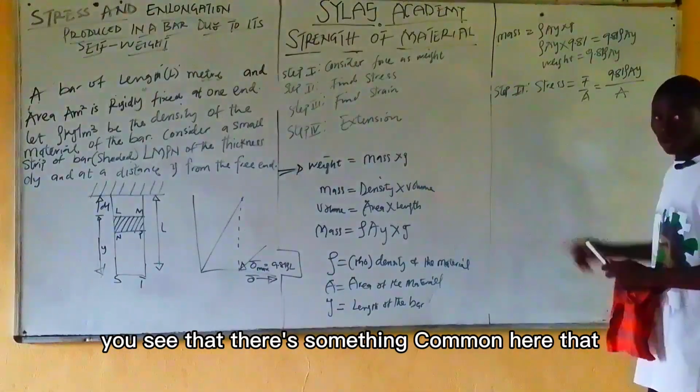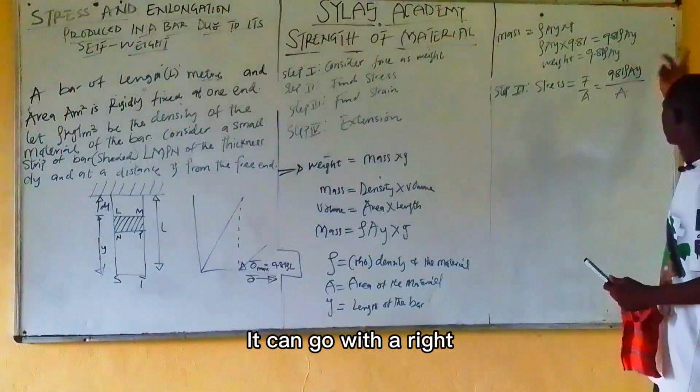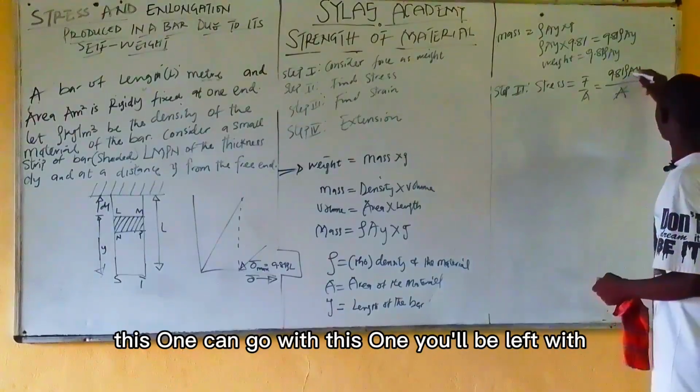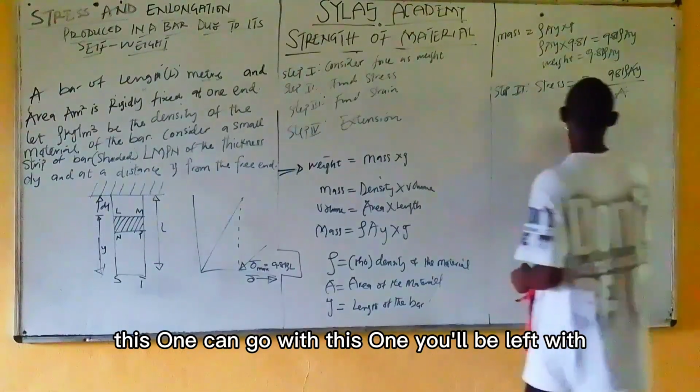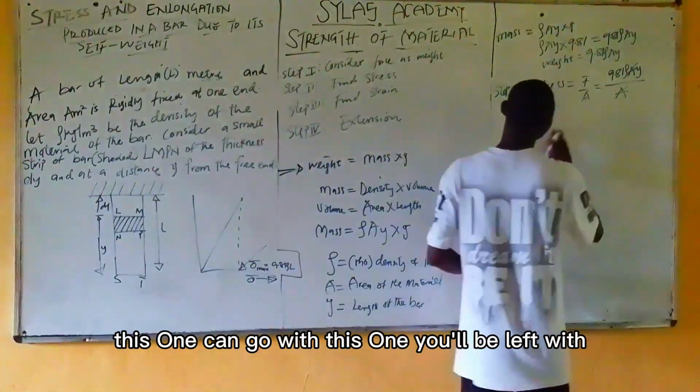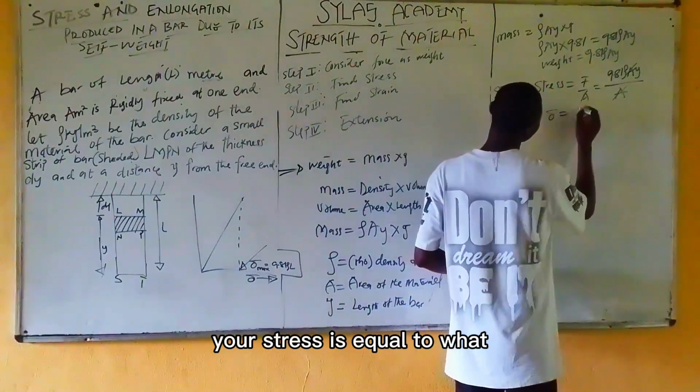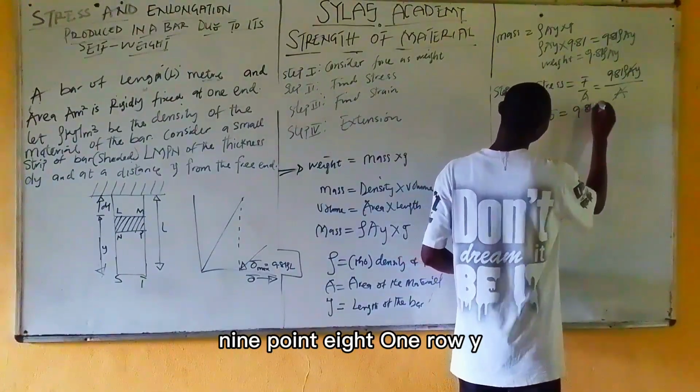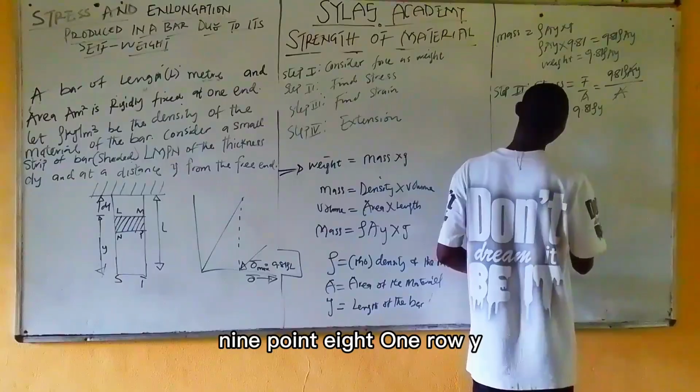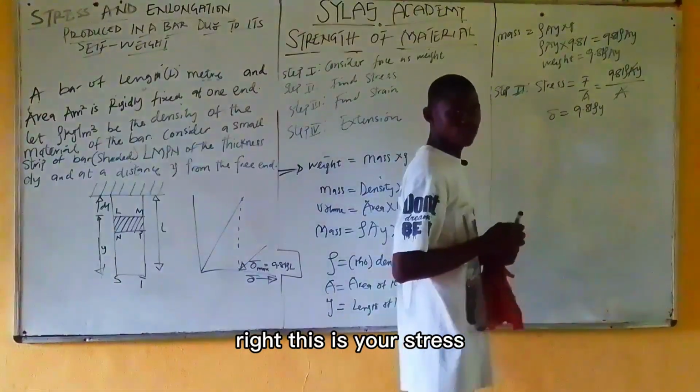You see there is something common here that we can cancel out: A goes with A. You'll be left with stress equal to 9.81 rho y. This is your stress.